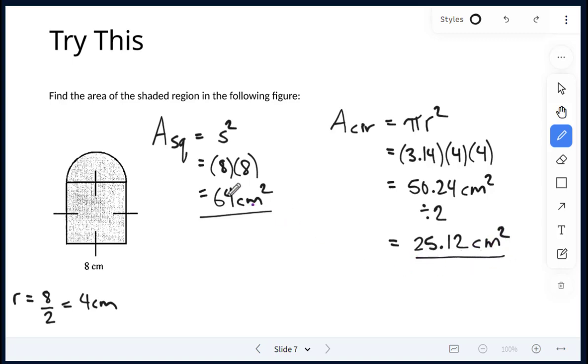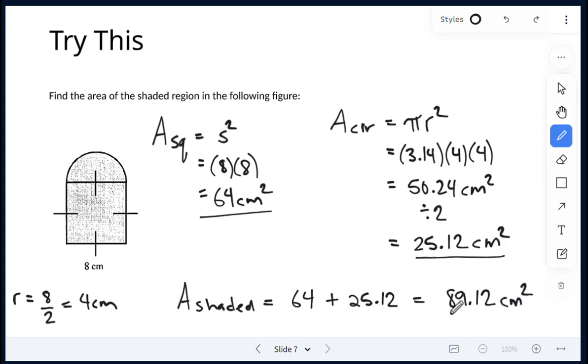All right, so we have our square, we have our half circle. So now we can figure out area shaded is 64 plus 25.12, which gives me 89.12 centimeters squared. All right, so we're going to pause here for today.